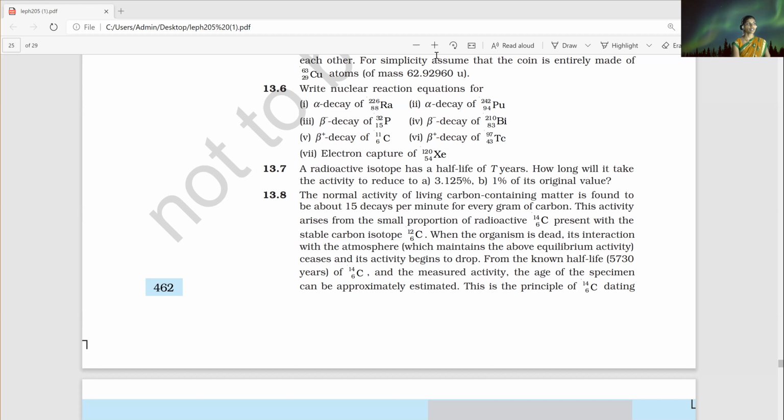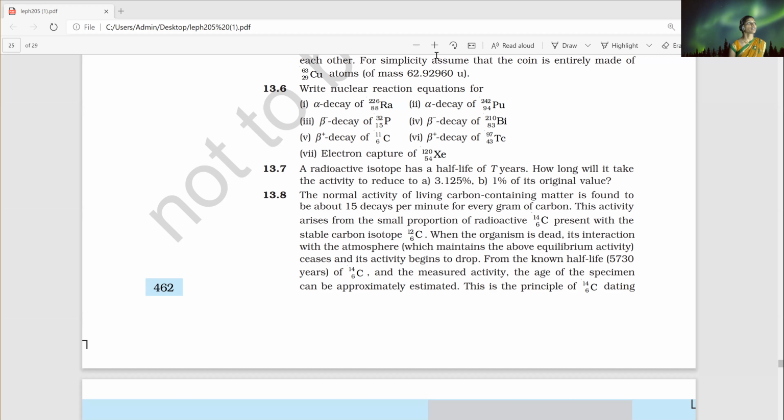In the last class we discussed problems based on the chapter Nuclei. Today we are going to solve some more problems based on the same chapter. Up to 13.5 we discussed in the last class. Now we are going to discuss problem 13.6.